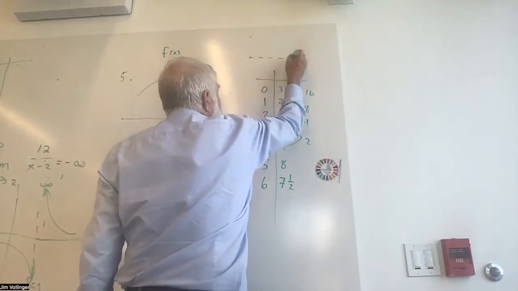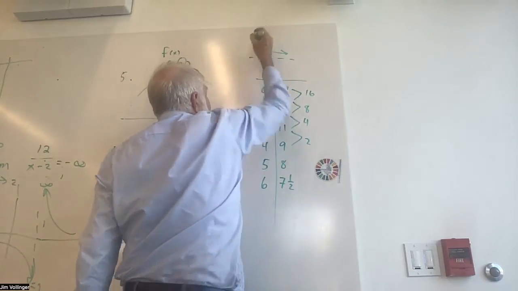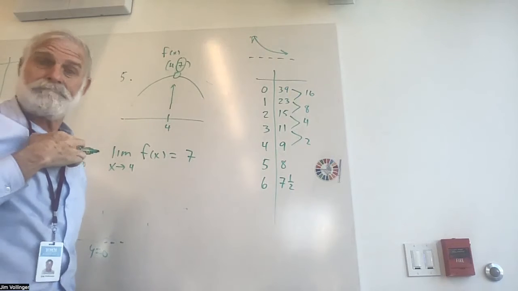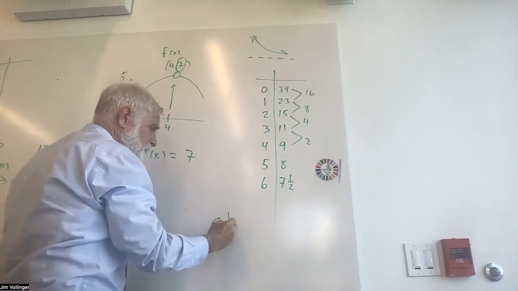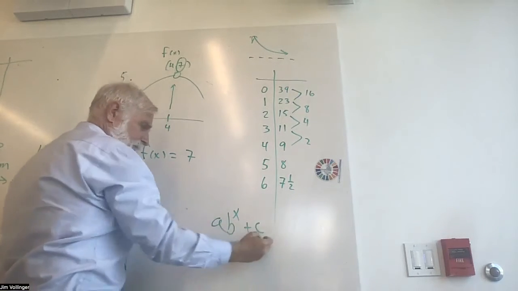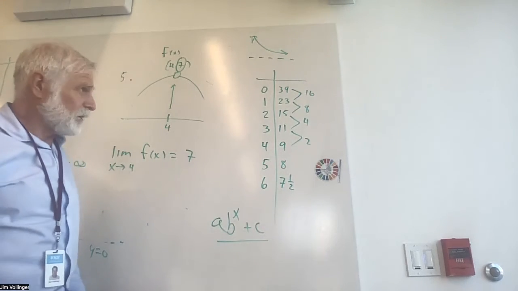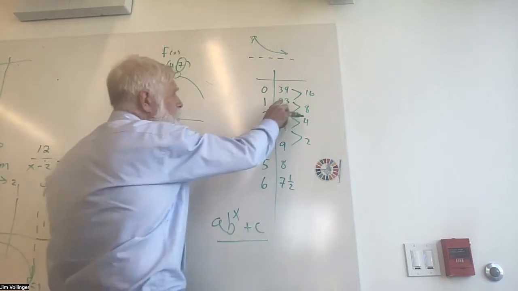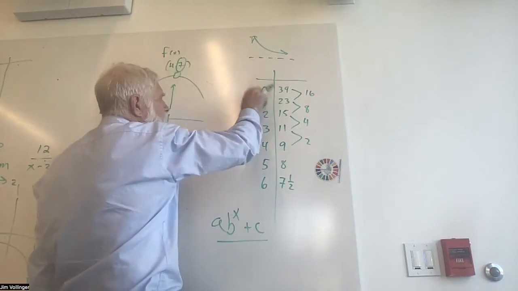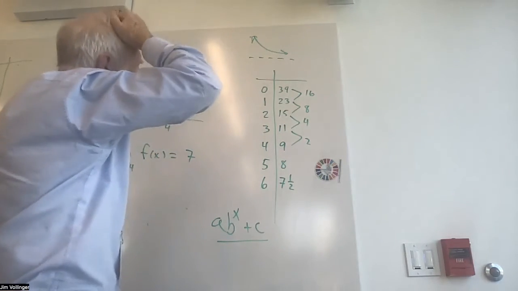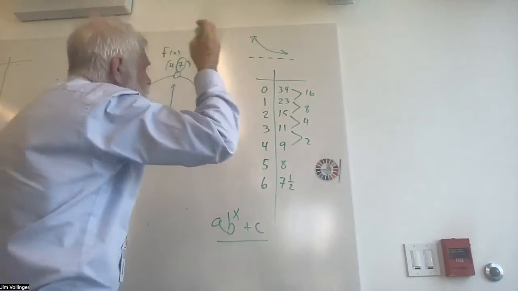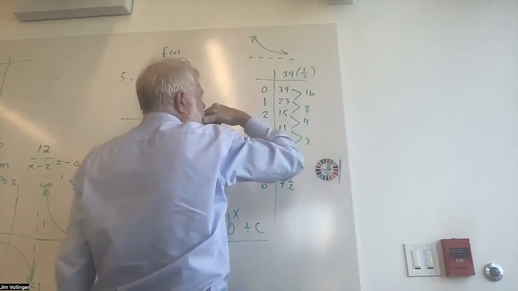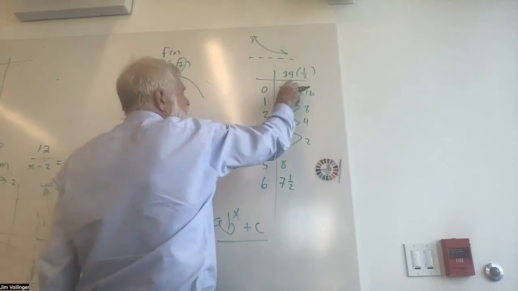Immediately I start thinking about exponential decay. Exponential decay fits that model, and it sure looks like I'm cutting something in half. What am I cutting in half? Well, I started with 39, I think, didn't I? I started with something to the 0. So I started with 39, I cut it in half. So no, that's not the number I started with.